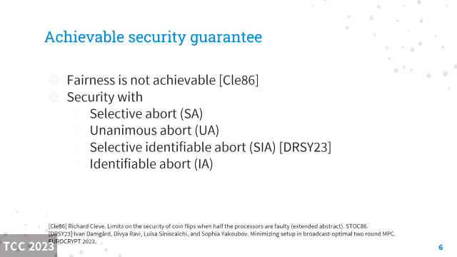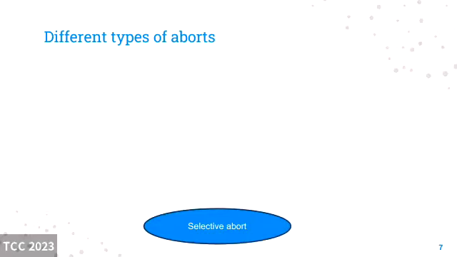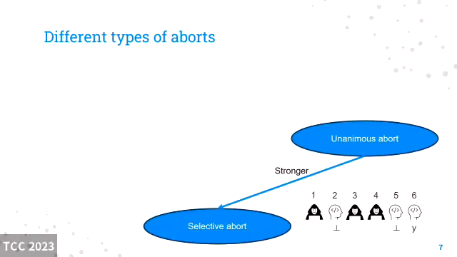Fairness means that if the adversary obtained the output, the honest parties must also obtain the output. So usually we consider another group of security notions, which is security with different types of aborts. I will introduce them one by one. First of all, selective abort. Selective abort means that every honest party could either abort or obtain the output of the function y. A stronger security guarantee is anonymous abort. Anonymous abort means that either all honest parties abort or all of them obtain the output of function y.